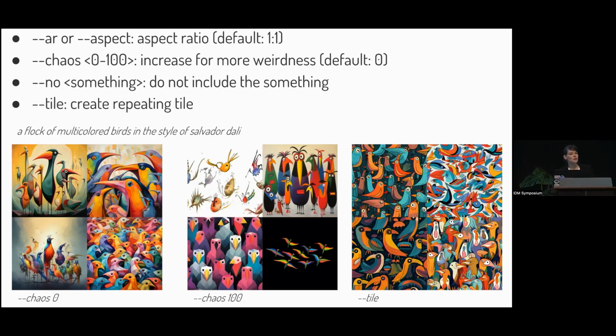You can give MidJourney negative prompts as well. If you don't want something to appear in there, you can say no, whatever. And tile, as I mentioned, with the current 5.1 model, for the first time supports images that can be tiled.